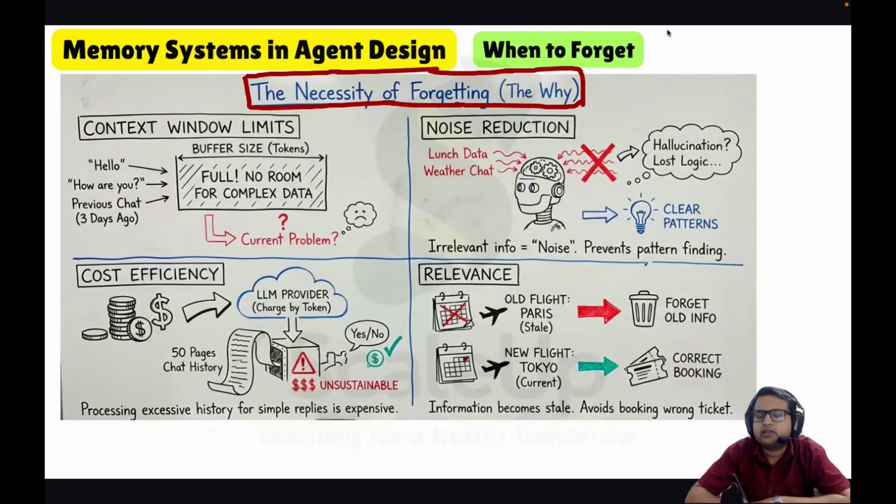Now the next very important point, on why we should forget, is relevance. The idea is that old information can become stale. Let us suppose you change your mind about a flight destination. The agent must forget the old one to avoid booking the wrong ticket.